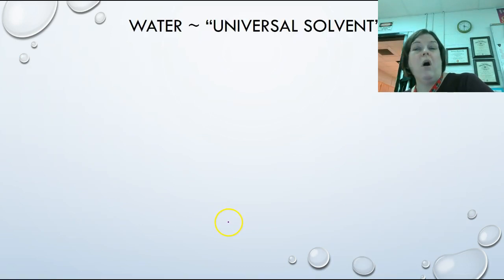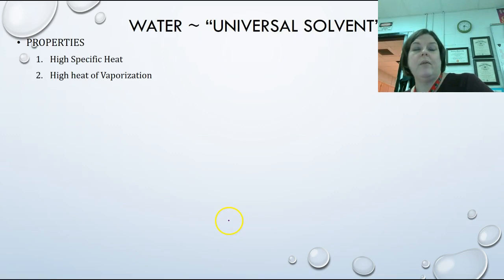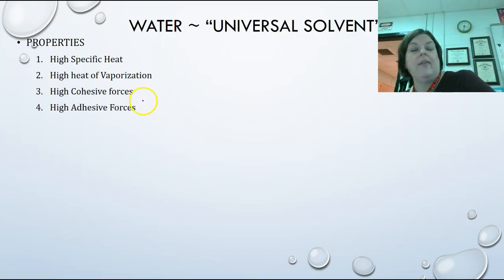So then when we look at water, water is known as the universal solvent for us. Why? Because water has some specific properties. High specific heat, meaning that it can take a lot of heat and hold it and retain it. High heat of vaporization, meaning that it doesn't vaporize very quickly, so it's got a higher heat to take in order for it to get to be a gas. High cohesive forces, this is what makes the surface tension. Because the cohesion keeps it together, it has a high surface tension. And then adhesive forces, it wants to stick to other things. So this is why we form menisci with aqueous solutions.